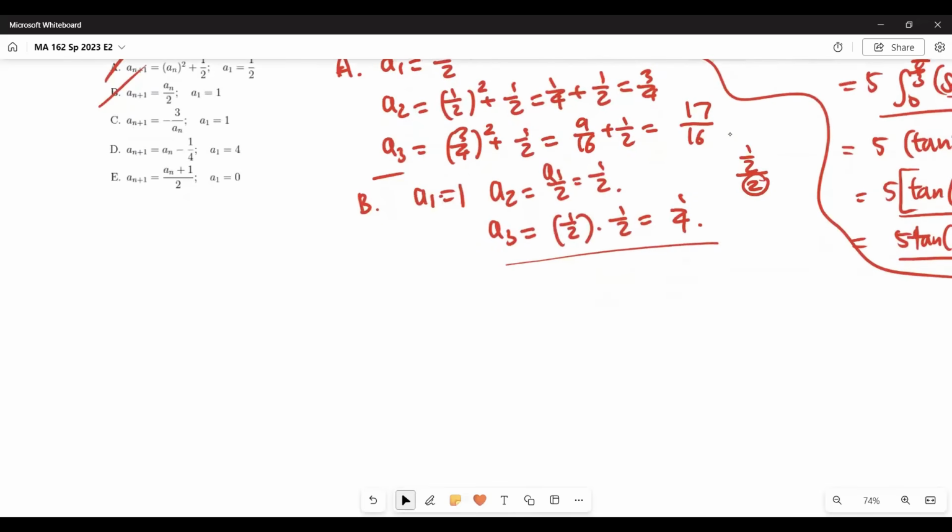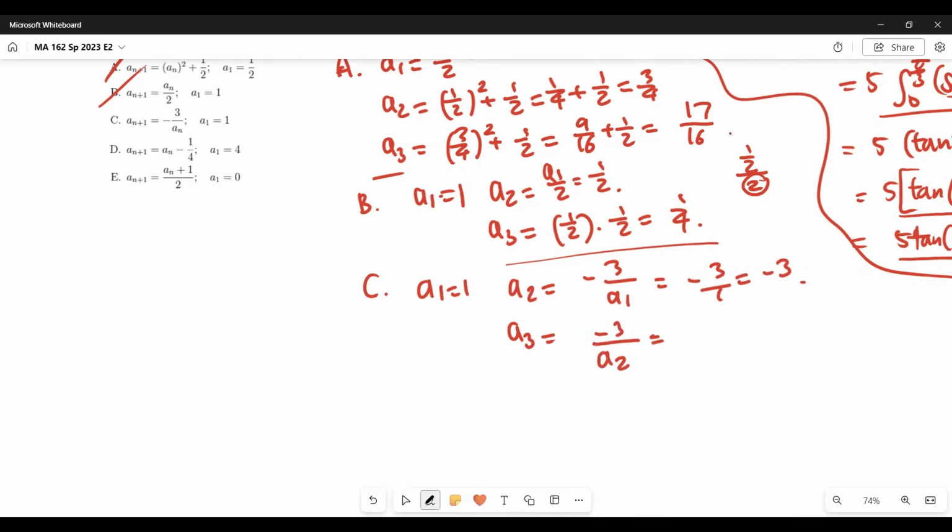Cool. So C, we are given A1 is 1, and A2 would be then negative 3 over A1, which is negative 3 over 1, which is negative 3. A3 would be negative 3 over A2, which is negative 3 over negative 3, which is 1. So that's also not right.